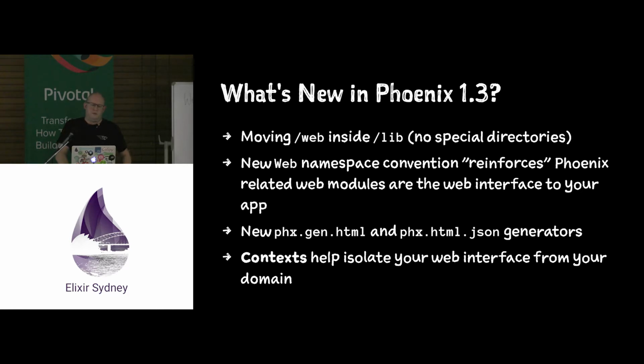Basically, the big change is moving web inside of lib. Previously, web was its own special directory. I think there was a reason inside the Elixir compiler why it had to be separate due to code reloading, but they fixed that now, so it can just go back into lib where all of your Elixir application code goes, and now it's not special anymore.